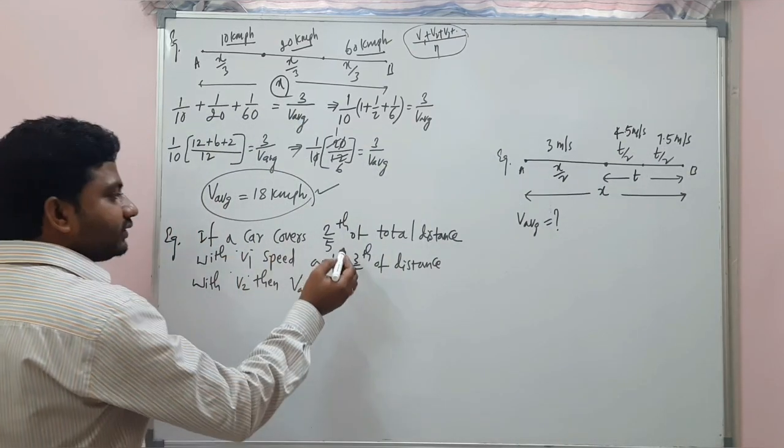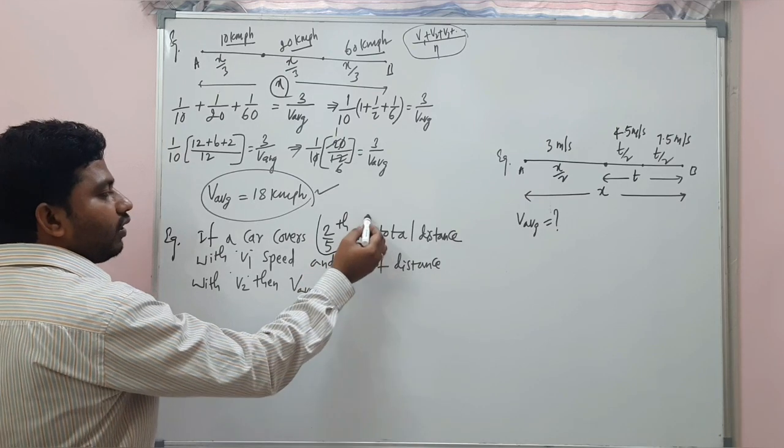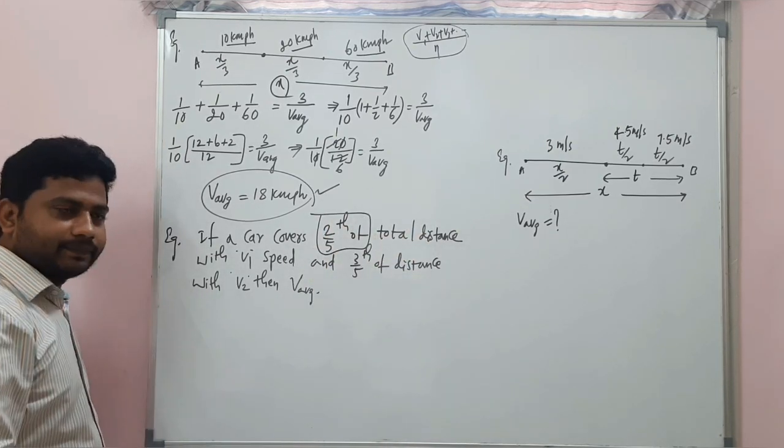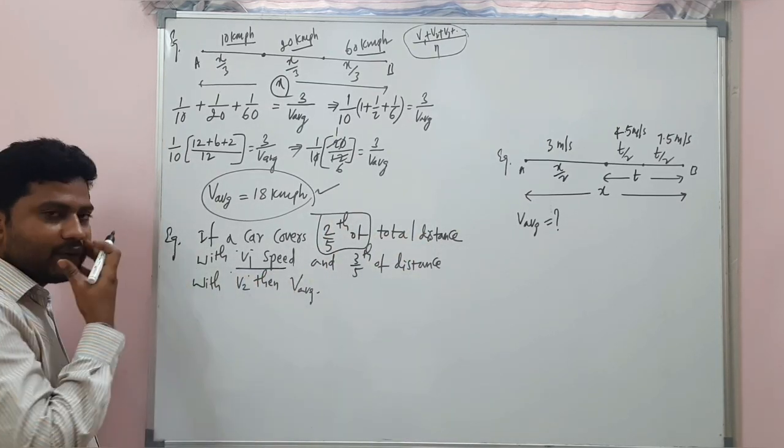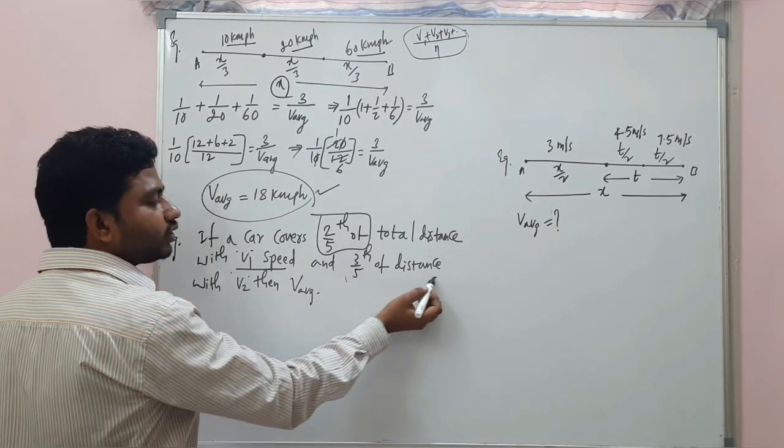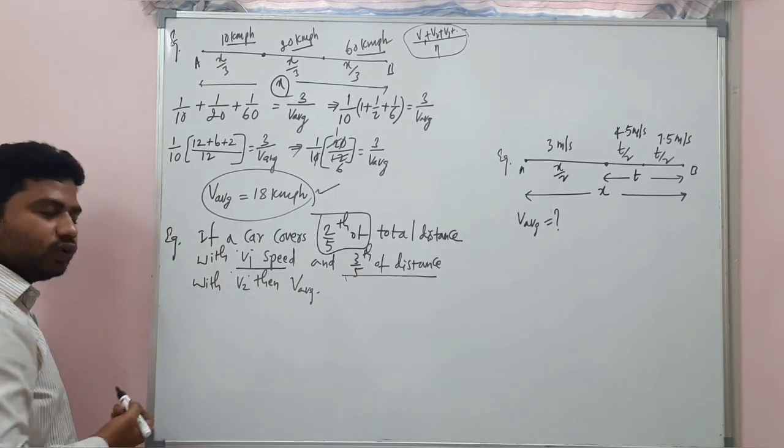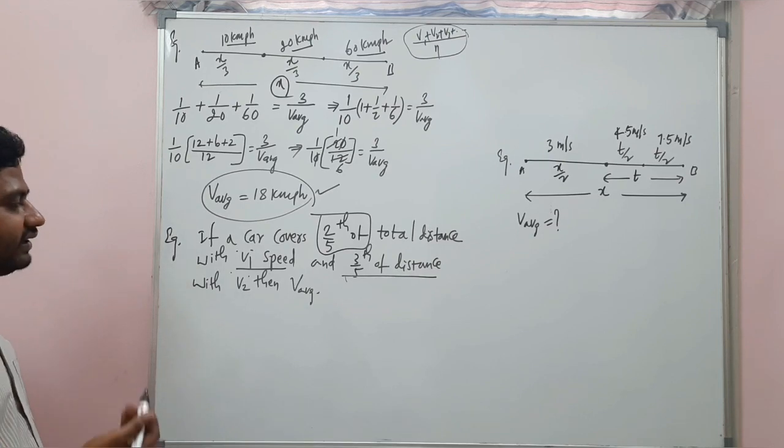If a car covers 2 by 5th of the total distance with a speed V1 and 3 by 5th of the total distance with a speed V2, then find the average speed.